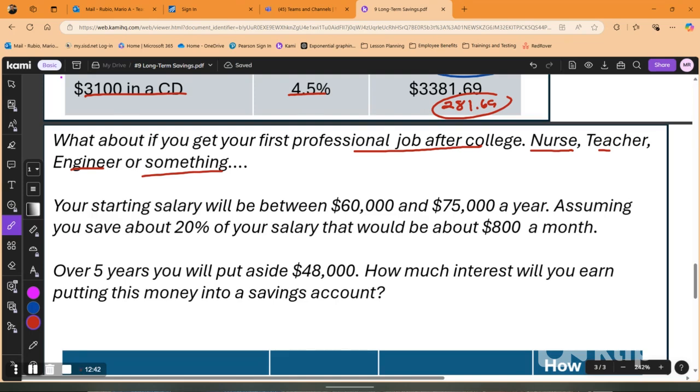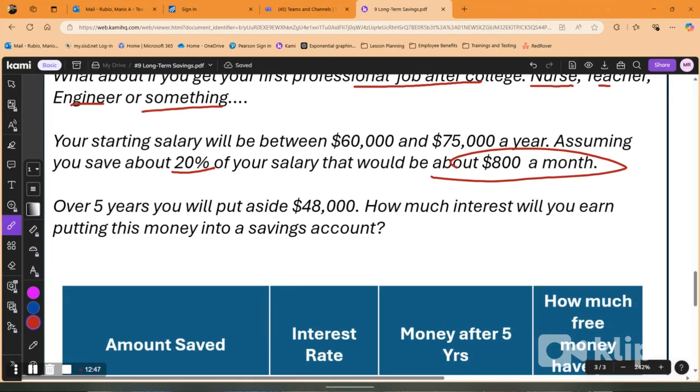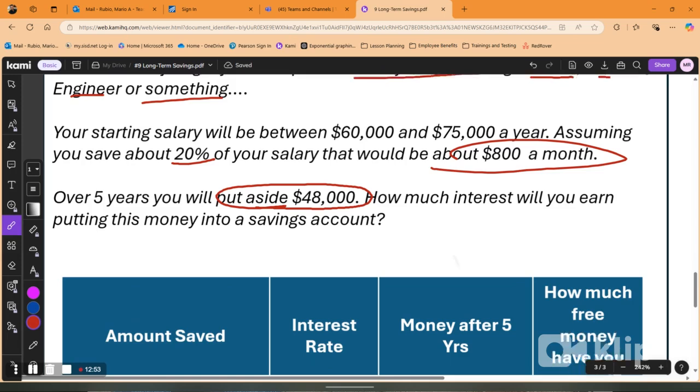So anyway, back to the example. If you save 20% of your salary, that's about $800 a month. Over 5 years, you will put aside $48,000 on your own. How much interest will you earn? Well, let's take a look.